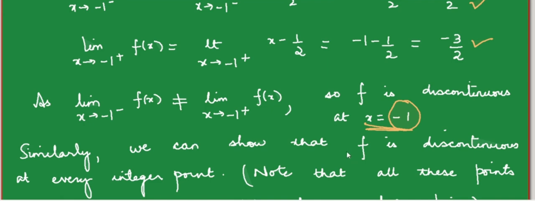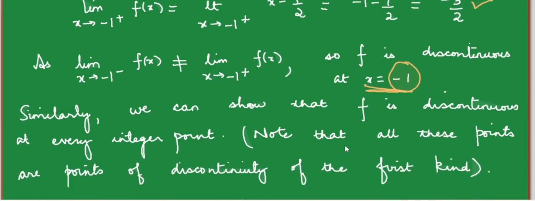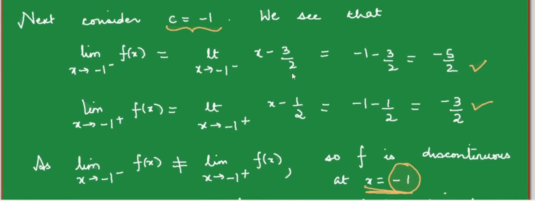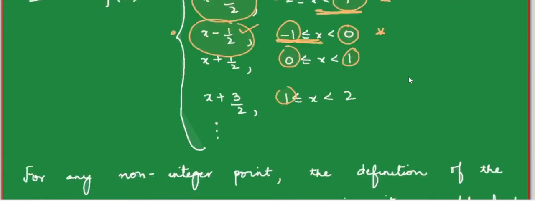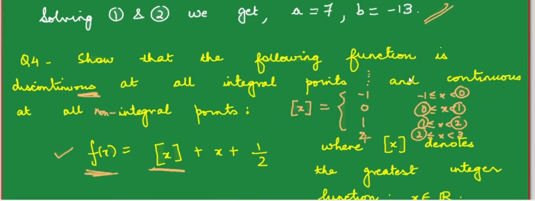Similarly, we can show that f is discontinuous at every integer point, and we can note since left and right limits exist but they are different, such discontinuities are called discontinuities of the first kind. So that means all the integer points happen to be discontinuities of the first kind for this particular function. So you can have any kind of amalgamation of bracket x done here.